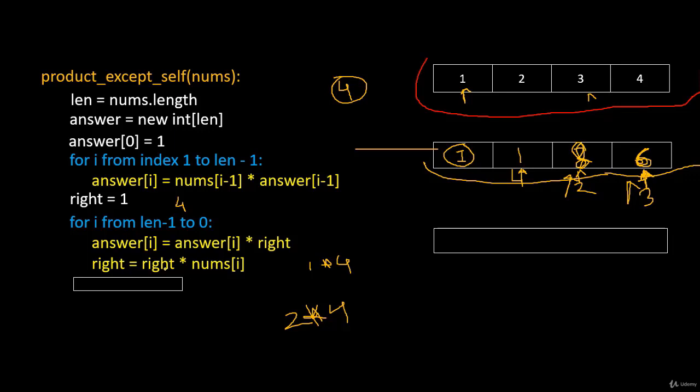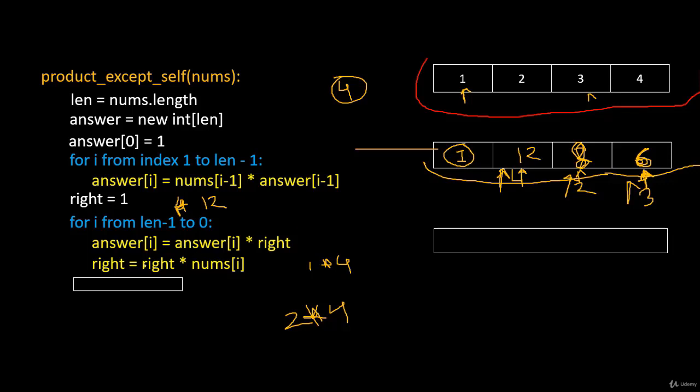Then right equals right times nums[i]. We have right equals 4, 4 times nums[i], and nums[i] equals 3. Then right equals, in this case, 3 times 4 equals 12, right? Then in the next iteration, it points to this element here, okay? In this case, answer[i] equals this 1, and right equals 12. So 12 times 1 equals 12. So here we overwrite this 1 by 12.